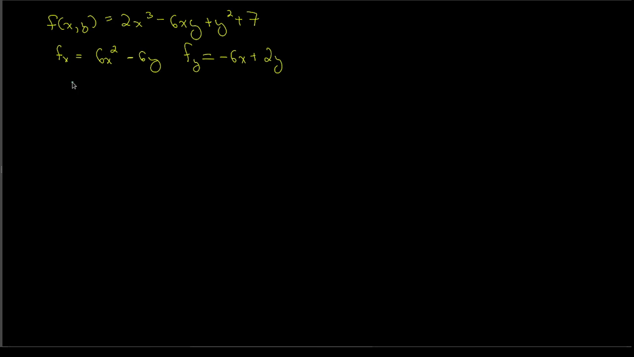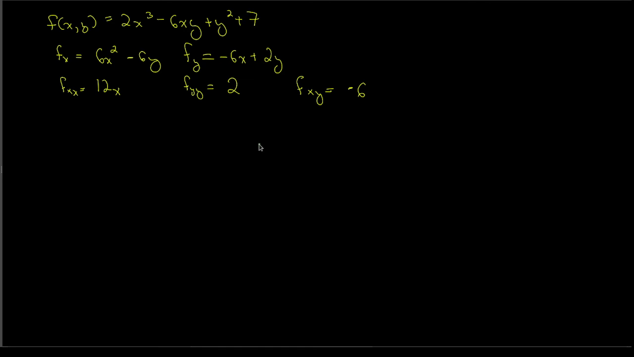And we'll continue on. We'll find our second partial with respect to x. That's going to be 12x. Our second partial with respect to y, that's going to be 2. And we'll find our partial with respect to xy, or yx, right? Order doesn't matter. So we take this partial with respect to y, we get negative 6. And just to verify, if we take this partial with respect to x, we get negative 6 also.